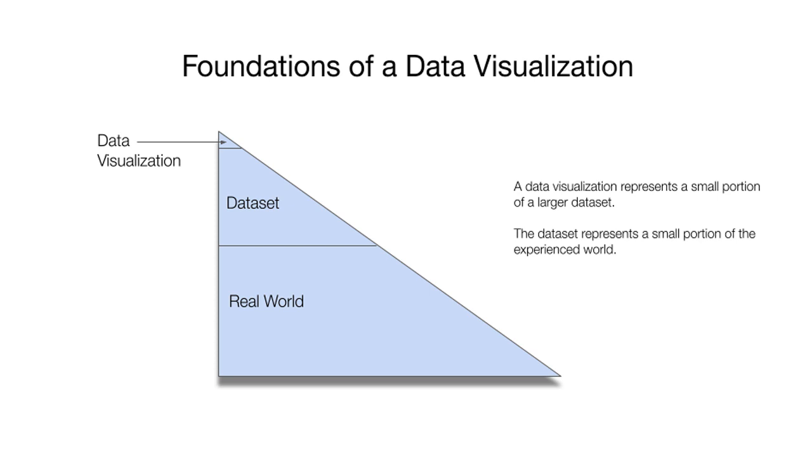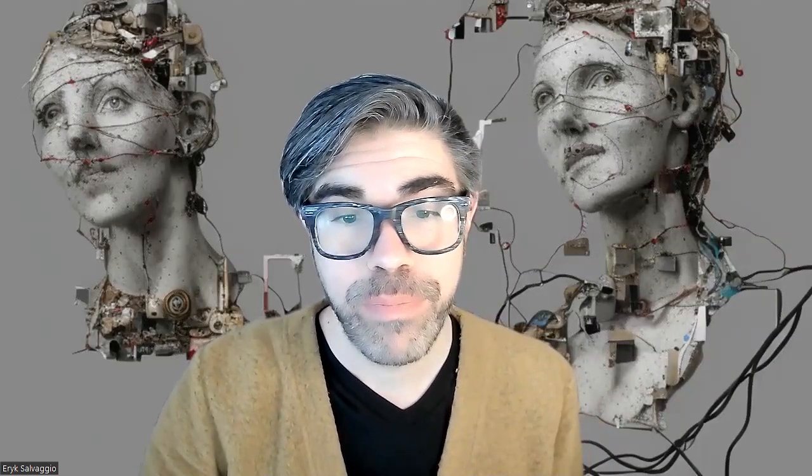So for now, remember that whenever we shrink the world down to data and then shrink that data into images and representations, there's a lot of choices about what's being included and what's being excluded, and that matters.